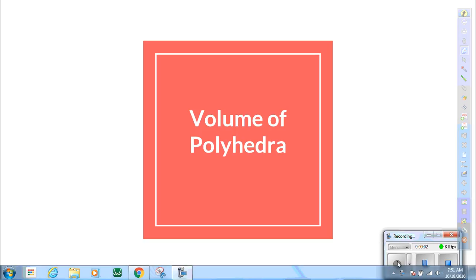So today what we're going to be talking about is volume of 3D shapes. Polyhedra is the math name for that. So we're going to talk about volume. Some of these volume formulas you should know already. It should be a review. We are going to get into some of the more obscure 3D shapes that you might not know the formulas for. So hopefully a lot of this will be review and some of it will be new.